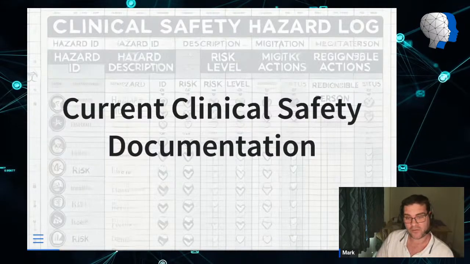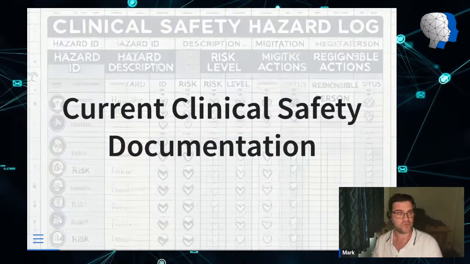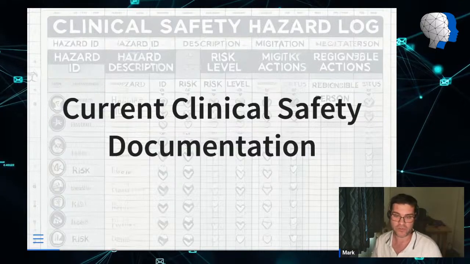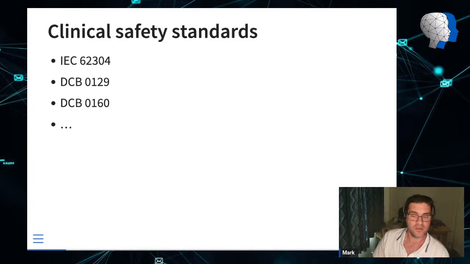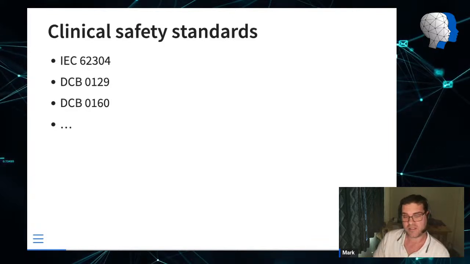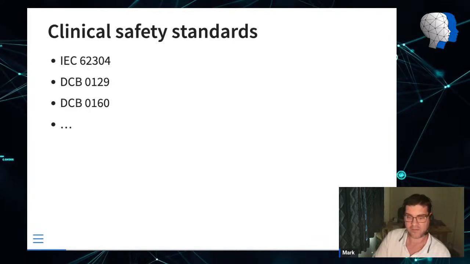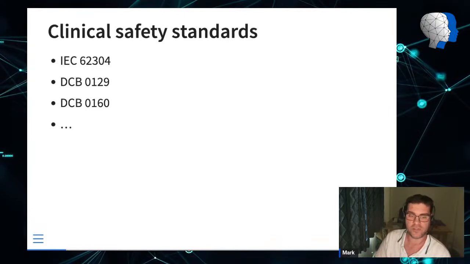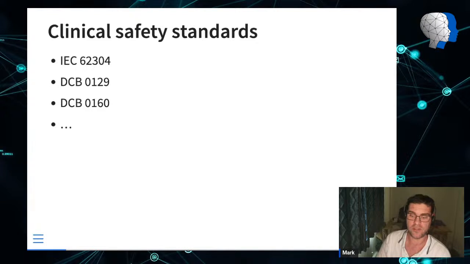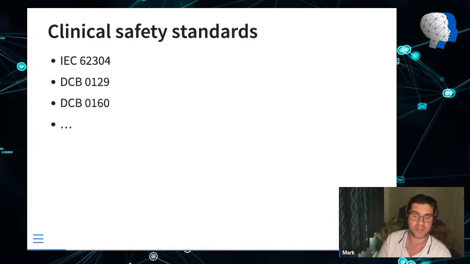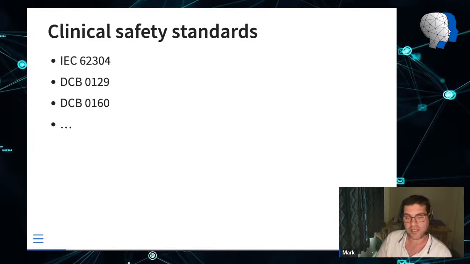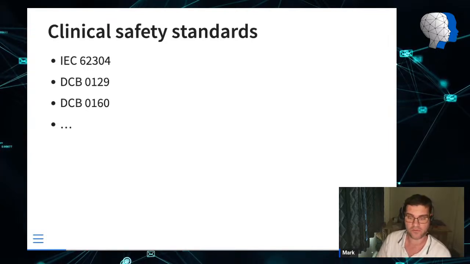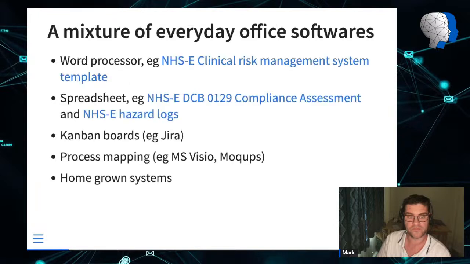Now, quick overview, and this will be standard stuff for everyone in clinical safety practice. What are we doing at the moment and what kind of standards do we have? There are clinical standards, many of them in different countries that have their own. Ones you may be familiar with are the IEC 62304, which is a computer software standard. And then there's England's DCB0129 and 0160 for manufacturing and implementation of digital systems for healthcare purposes.